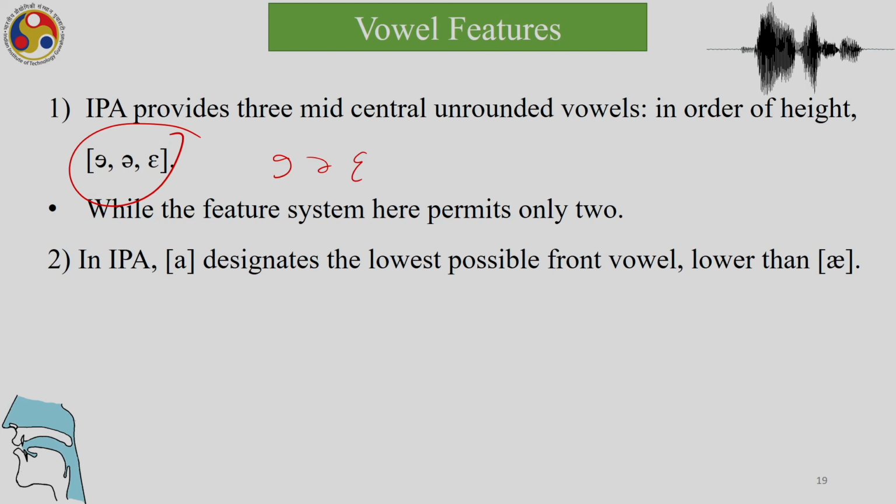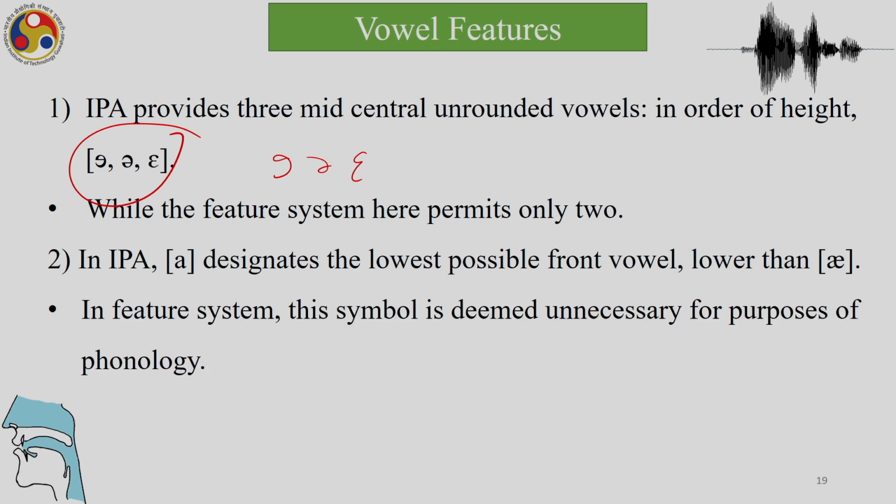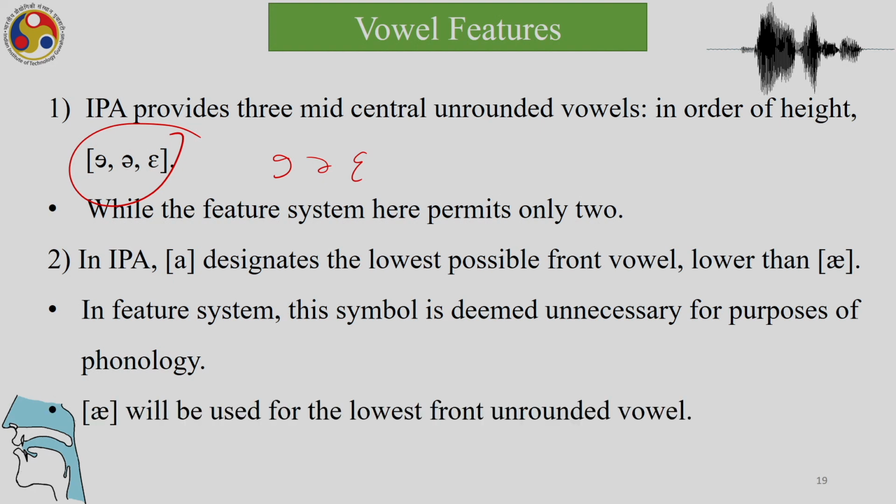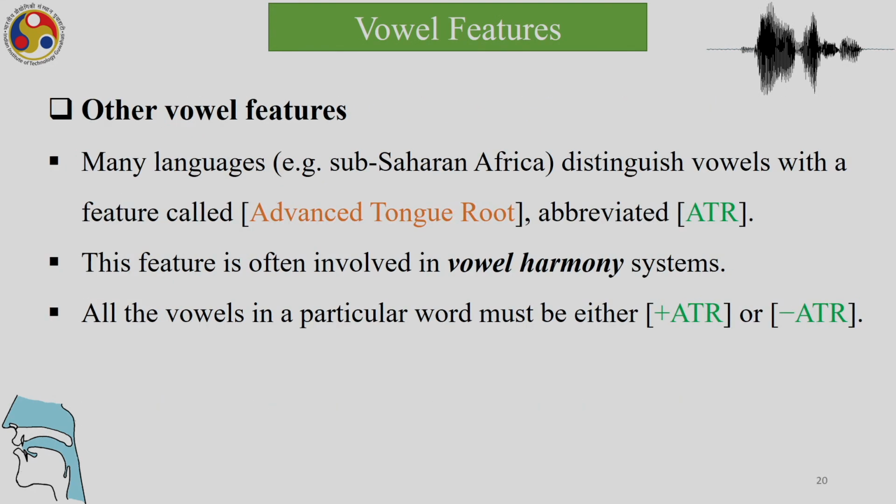In IPA, this symbol designates the lowest possible front vowel, lower than A, and in the feature system this symbol is deemed unnecessary for the purpose of phonology. Most of the time A is used for the lowest front unrounded vowel.